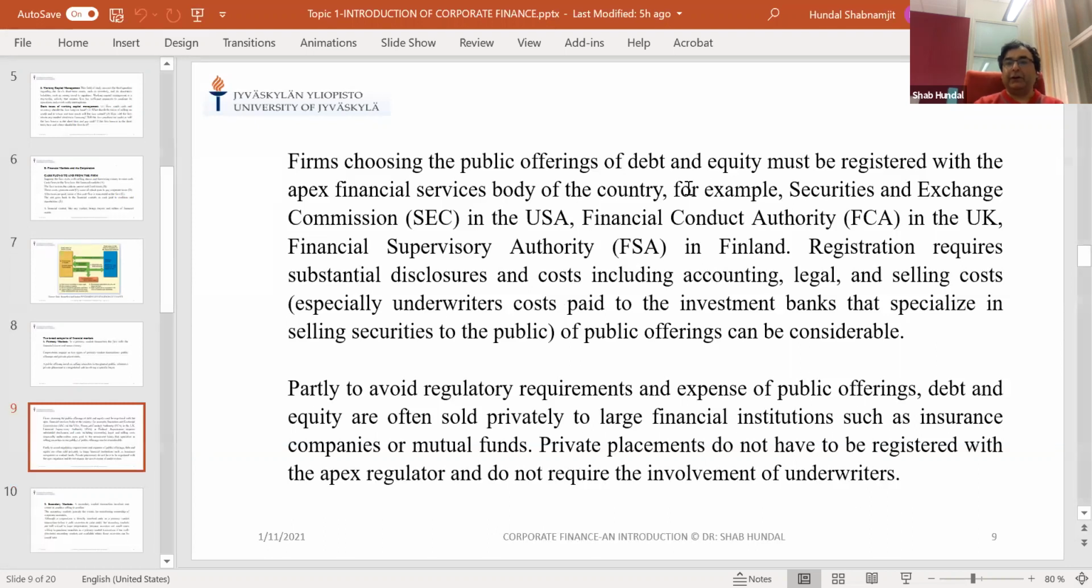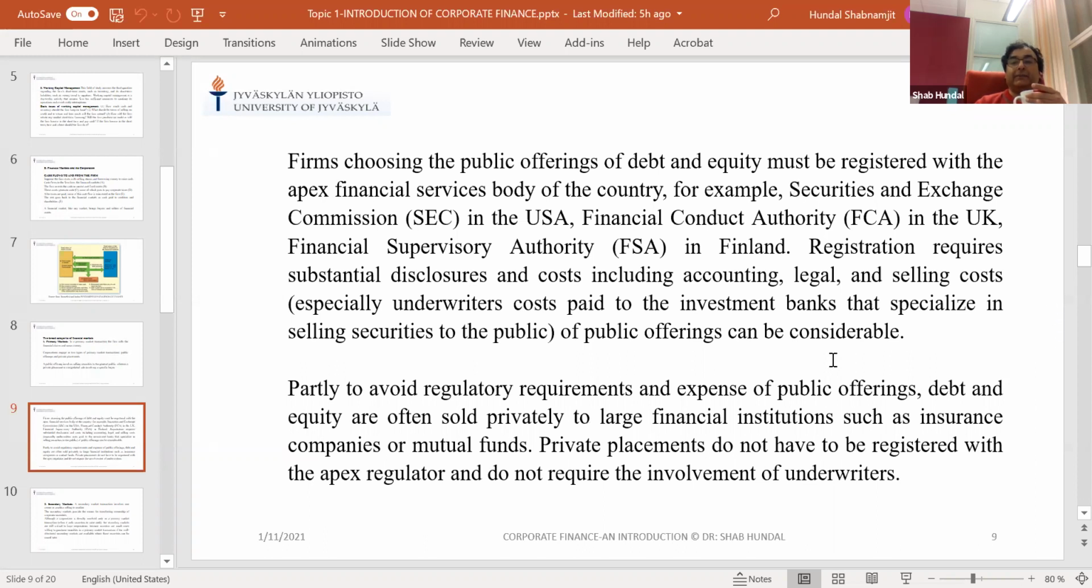Using equity, the public money, public at large to invest in your financial claim. So you have to have certain kind of registration. You are followed by a regulator. You must take some permission from the concerned regulators.